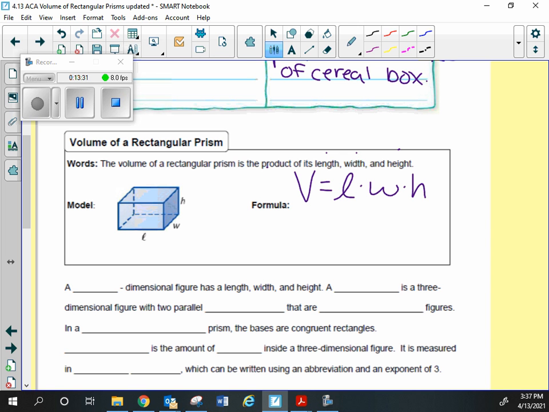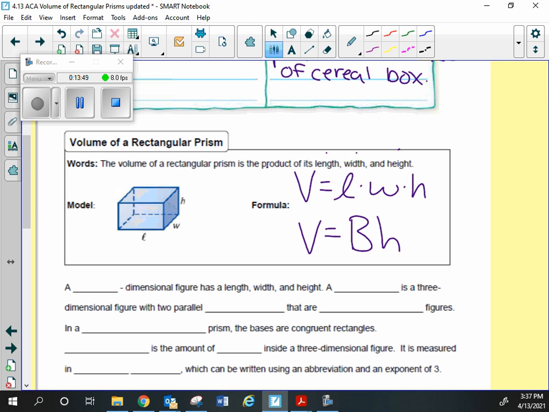Other side. Okay. Put your finger on that volume formula. Is that what it says? No, it doesn't. What does it say? Capital B, H. And you're like, bro, why?